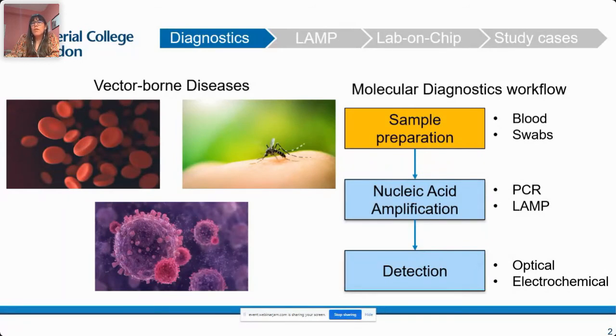In particular, molecular diagnostics could be defined as the application of molecular biology techniques to detect infections at genomic or proteomic level, and one of the best-known examples is PCR. The conventional workflow, and the one that we are using in our group, relies first on the extraction of nucleic acids through sample preparation from blood or swab samples, for example. Secondly, nucleic acid amplification by PCR or LAMP, different molecular methods. And thirdly, the detection of the result of the amplification, which could be optical, such as fluorescent-based or colorimetric, or as in our case, electrochemical, using microchip technology.